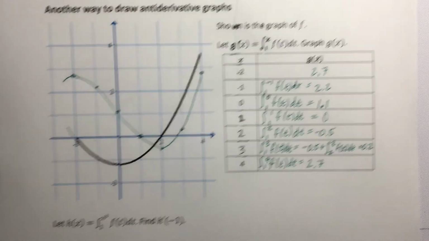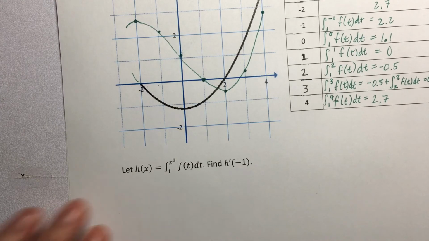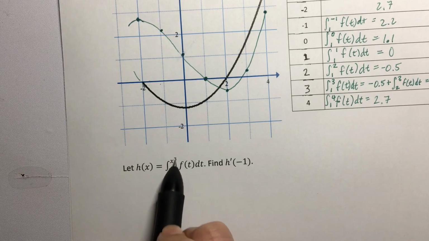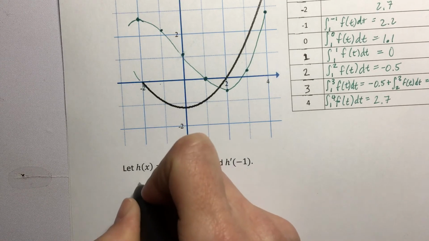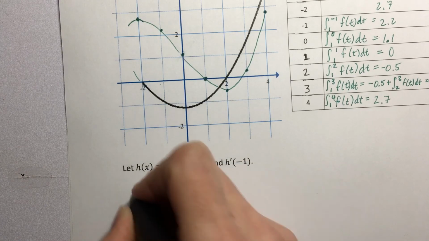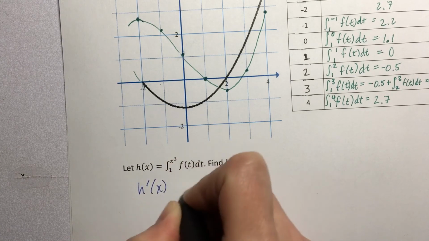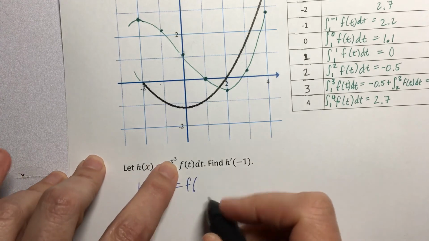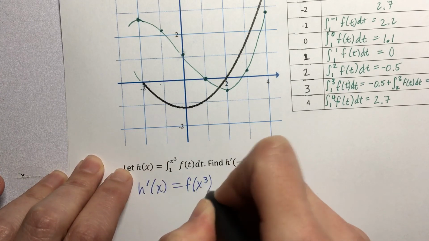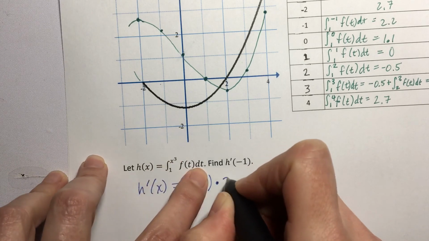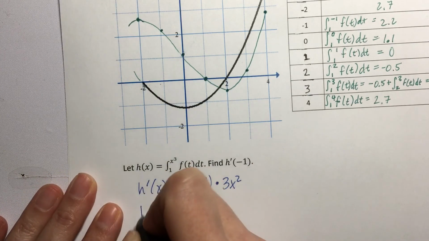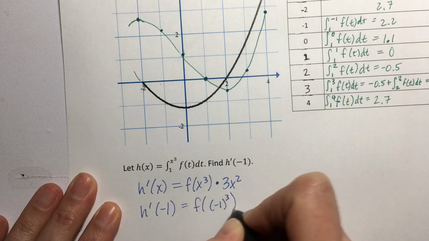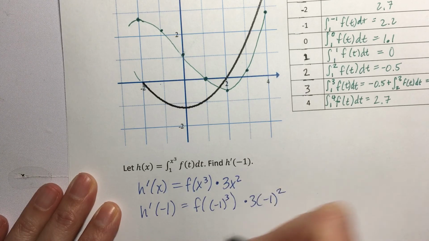Another part of the puzzle here, and this looks a bit like what we just did in our previous video. If we want to find h prime of -1, if h of x is the integral from 1 to x cubed of f of t dt, I should start with h prime of x, which will be f of, this is using that second form of the fundamental theorem, so plug the x cubed in for t, and then plug the derivative of it for dt, so 3x squared. So now h prime of -1 is going to be f of -1 cubed times 3 times -1 squared.